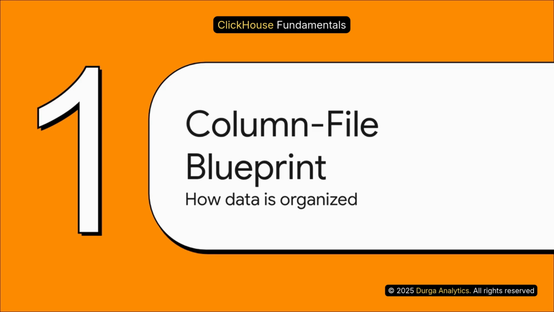Okay, let's get into the blueprint. The entire storage model for merge tree tables anyway starts with this simple but pretty radical rule. ClickHouse creates a separate dedicated file for every single column in your table. Yep, you heard that right. If your table has 50 columns, you're going to have 50 different data files on your disk. This is the absolute cornerstone of its design.